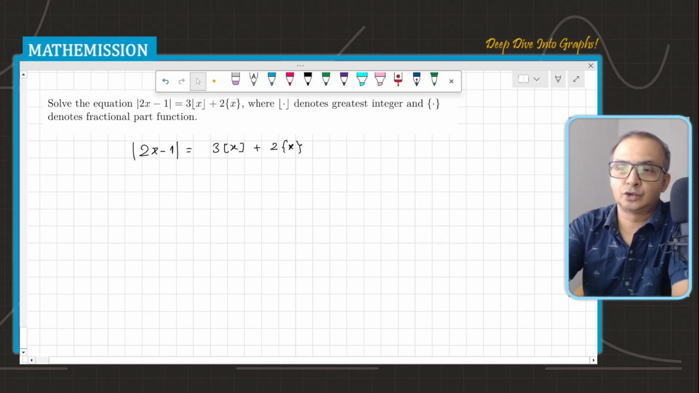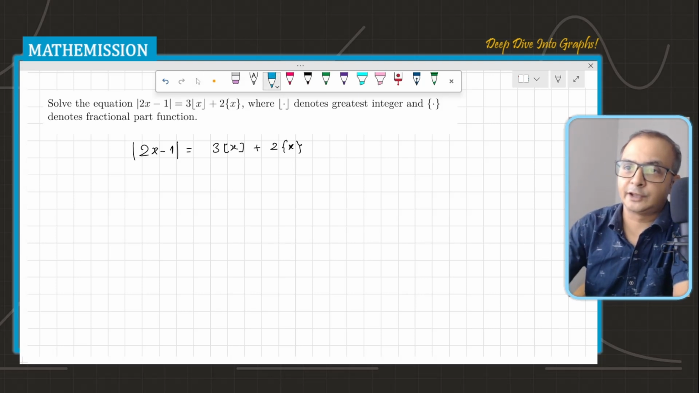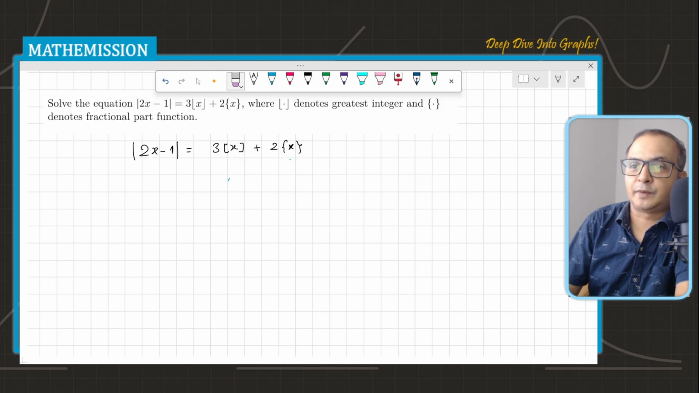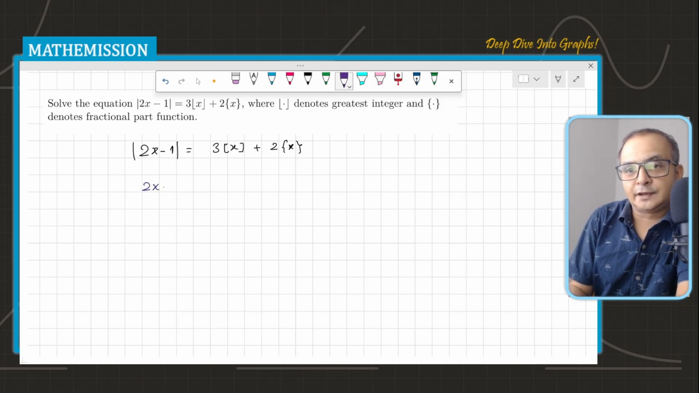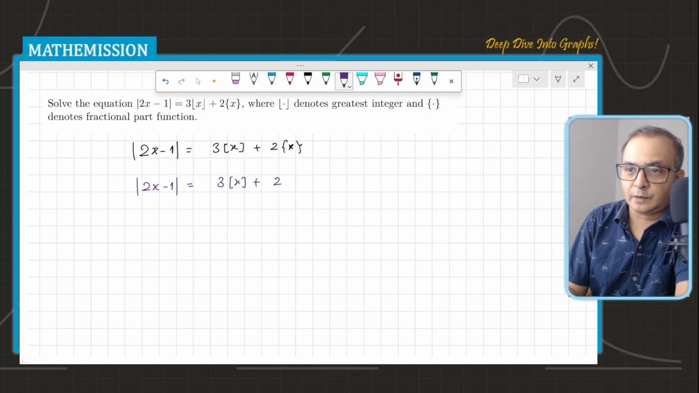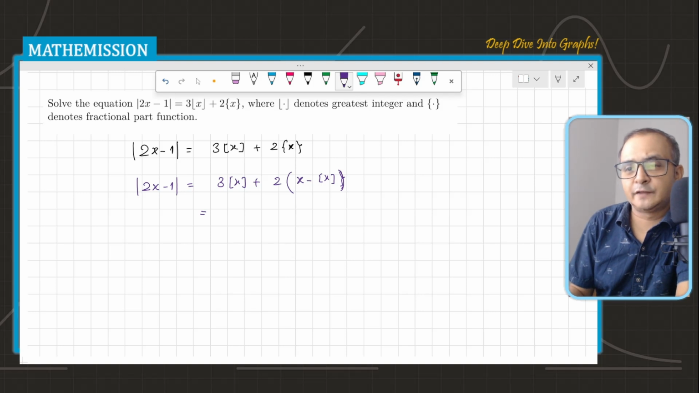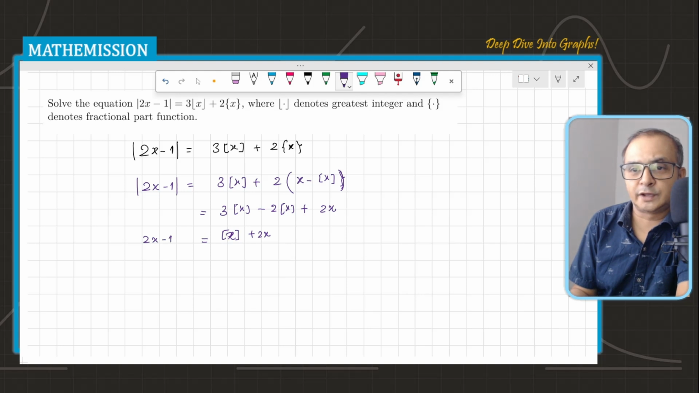When I see this thing, we can do two ways. The first is either I can convert this greatest integer into the fraction part, or we can convert this fraction part into the greatest integer. So let me do the second one, and the first method you can try. So I'm going to write the 2x minus 1 mod, and here I'm doing 3 box x, and writing this thing as x minus box x. So this will give you 3 box x minus 2 box x plus 2x. So we can get here box x plus 2x, and that is equal to the mod of 2x minus 1.